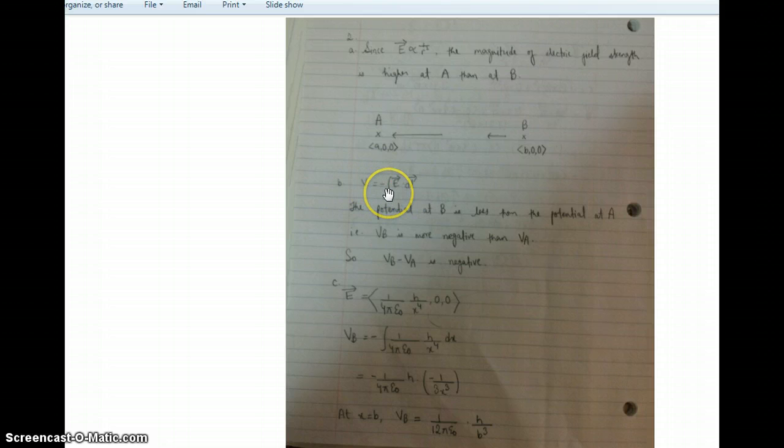Electric potential equals the negative integral of the electric field with respect to length dl, that is, V equals negative integration of E vector dot dl vector. The potential at B is less than the potential at A, that is, Vb is more negative than the potential at A. So the voltage at B minus the voltage at A is negative because both are negative.